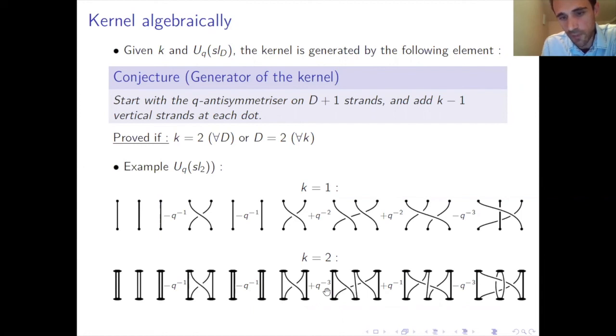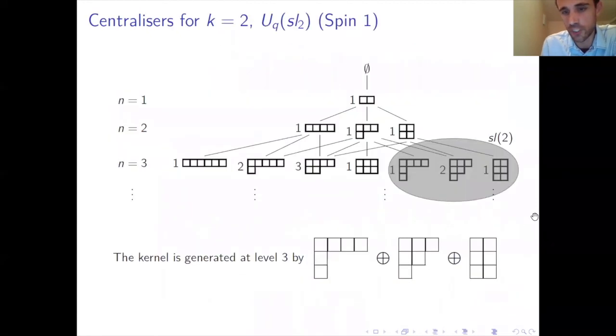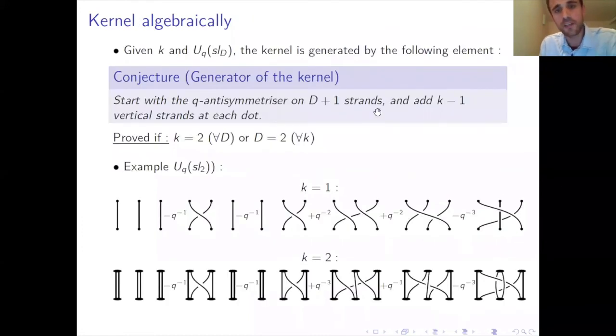There is stuff happening with the power of Q, which I don't want to explain, but it's explicitly given. And the statement is that this element is actually a generator of the kernel, a generator of these three different representations. Again, I say it's a conjecture because it seems very natural, but it's not obvious, and it's definitely not obvious to prove. So we were able to check this in many cases.